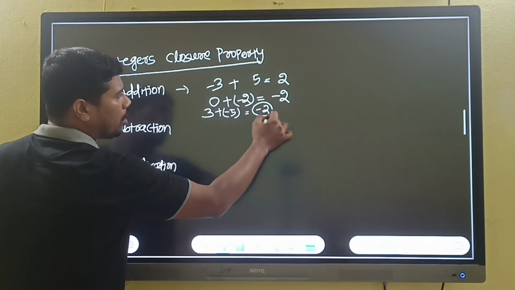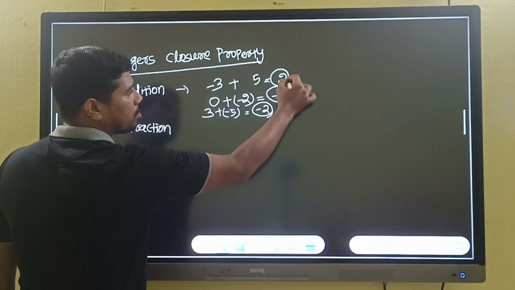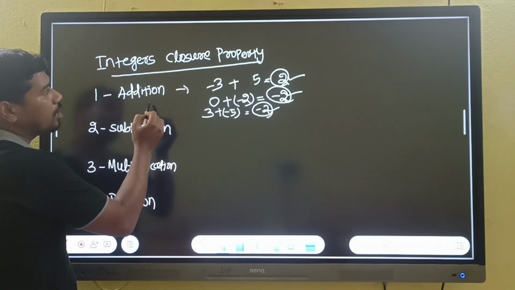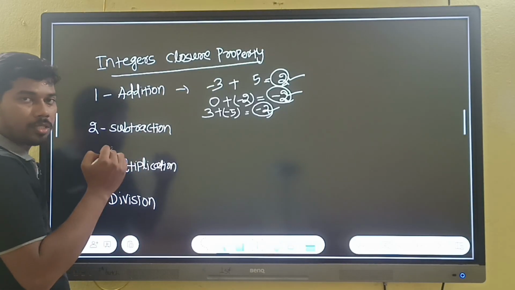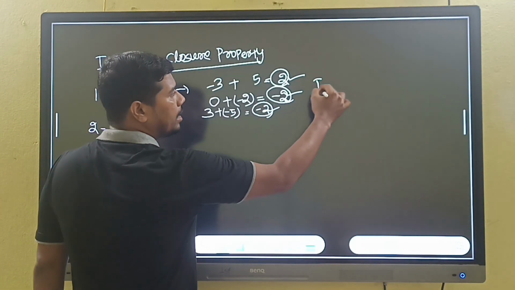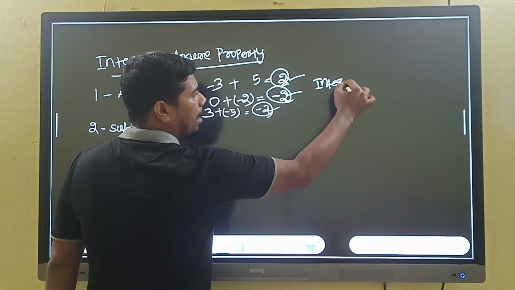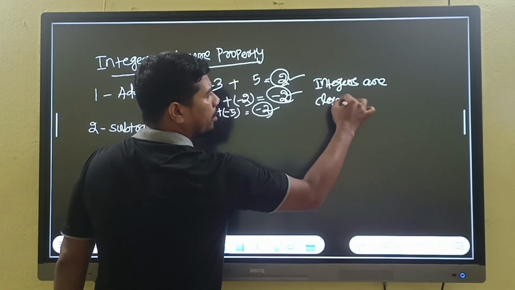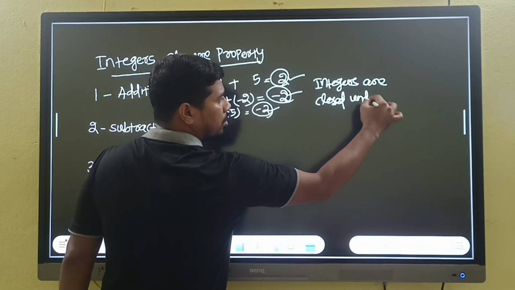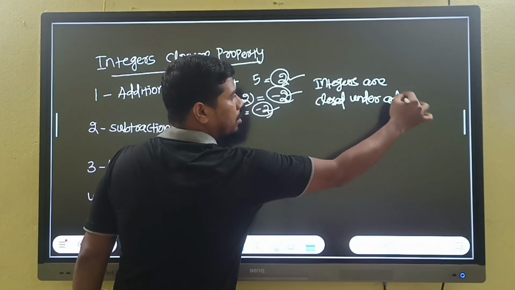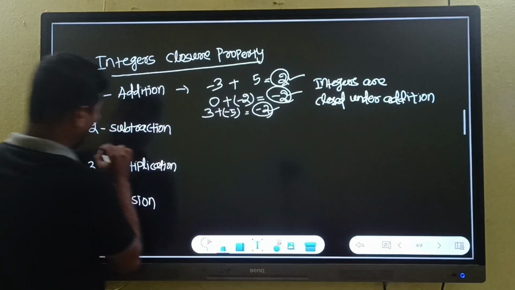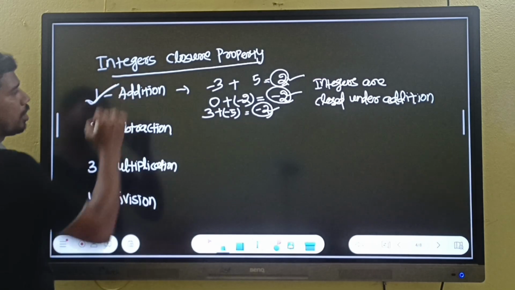So all these numbers are integers. All the answers are integers. So integers are closed under addition. So we can write here: integers are closed under addition. Similarly, the second one is subtraction.